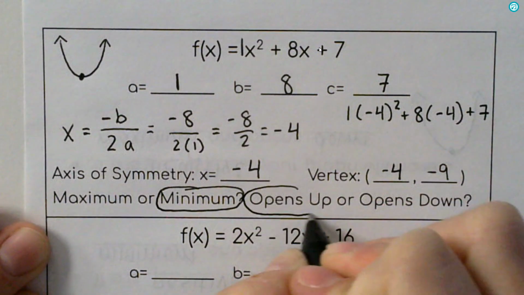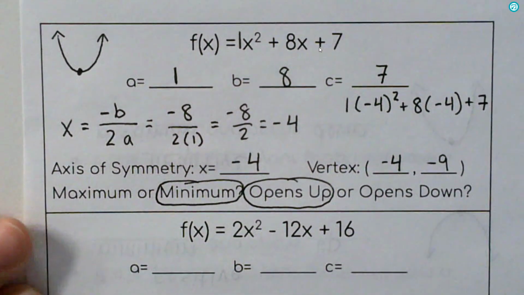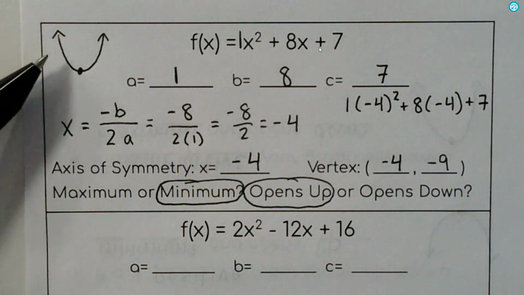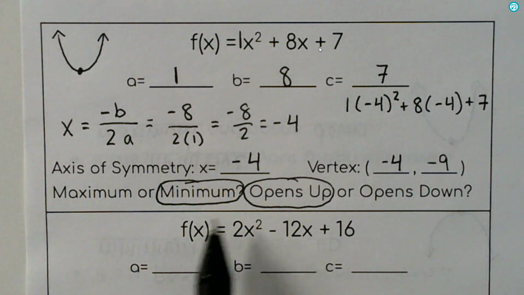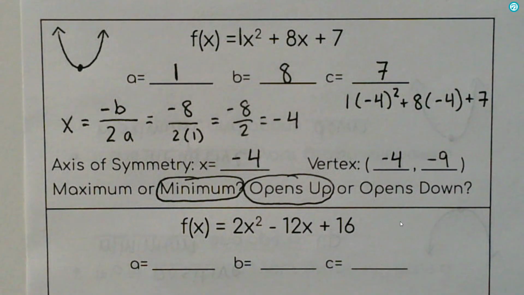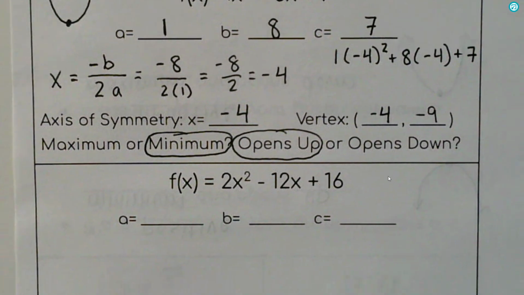And this opens up. So you can go ahead and circle those two things. So if A is positive, your graph is going to be shaped like this. It has a minimum and it opens up. Okay, any questions at the moment? We will keep going then.